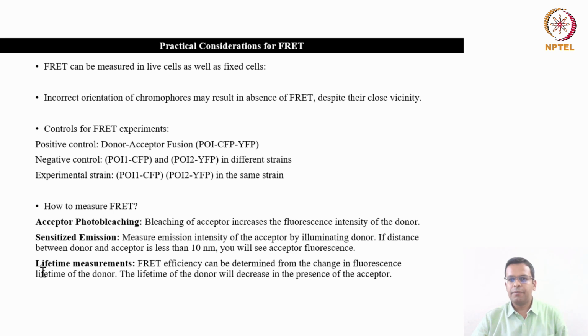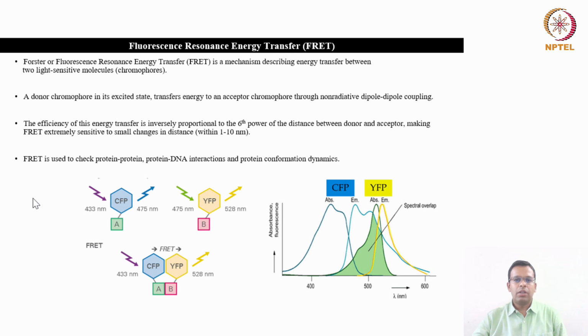And the third way of measuring FRET is lifetime measurement. FRET efficiency can be determined from the change in the fluorescence lifetime of the donor. The lifetime of the donor will change in the presence of the acceptor. So you will measure the fluorescence lifetime of the donor. Here CFP is the donor. If this YFP is in close proximity, the fluorescence lifetime of this donor increases, whereas if it is not nearby, then the lifetime of this donor decreases. So this is another way of measuring FRET.